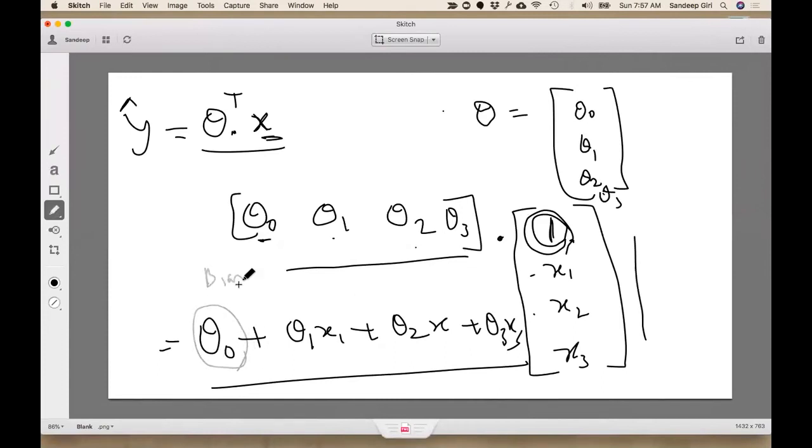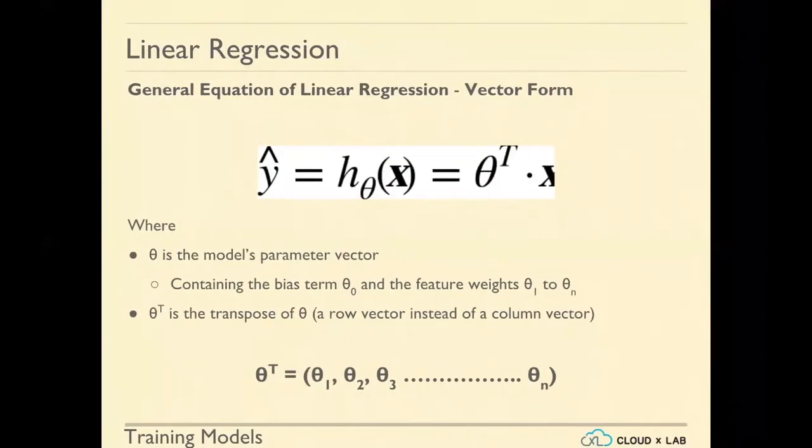Okay, and one we are adding for this theta one, theta naught. We call it bias because this is the one which moves us away from or near to the origin.